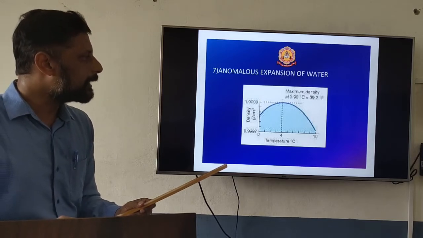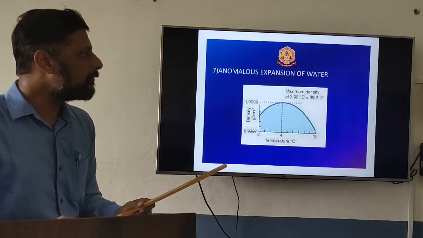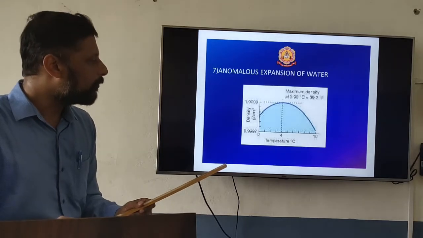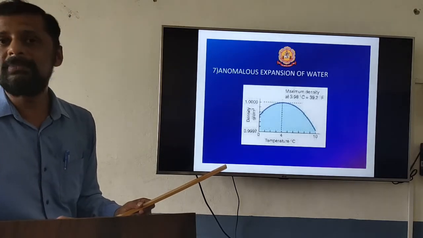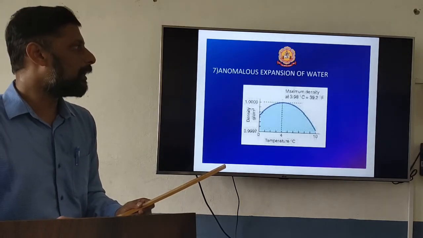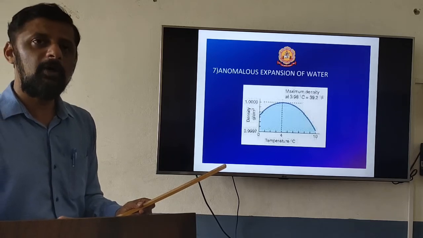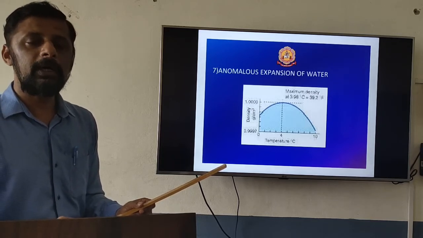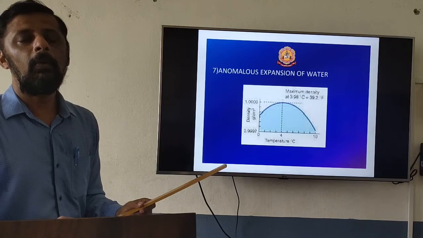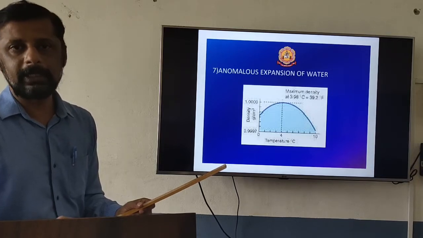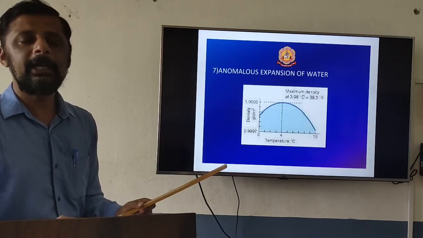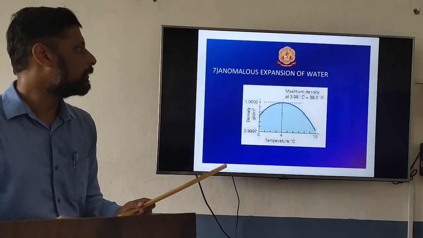As the temperature is decreased, you will see that the density of water is maximum around 4 degrees Celsius and its volume is minimum. This phenomenon is called anomalous expansion of water. The density of the water is maximum and the volume of the water is minimum at 4 degrees Celsius. This is called anomalous expansion of water.